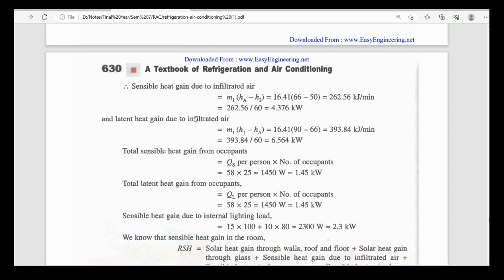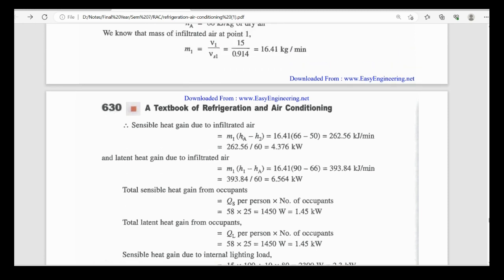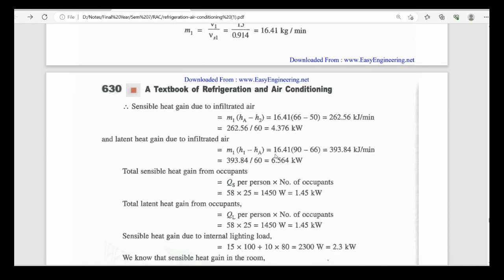In this way, sensible heat gain due to infiltrated air. Now we have the mass flow rate, and the enthalpy difference between point number A and point number 2 will give us the sensible heat gain. How much did we get? Nearly 262.56 kilojoule per minute. Now we have to convert it into kilojoule per second, so that gives us kilowatt. So in kilowatt we get 4.376 kilowatt.